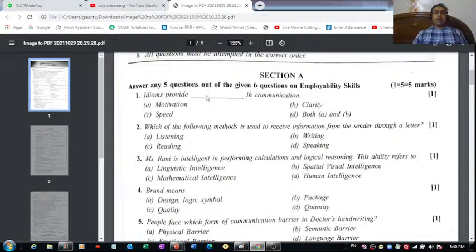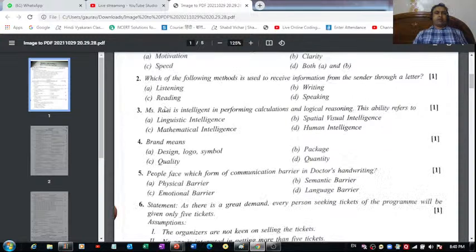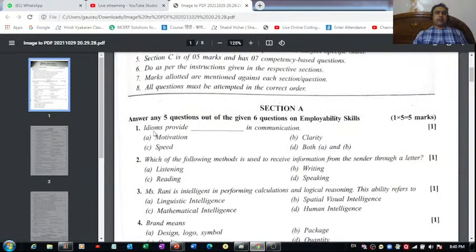Here we have to do 5 out of 6 questions, and each question carries 1 mark. So the first question is: idioms provide dash in communication. Is it motivation, clarity, speed, or both A and B? Of course, it's not speed, right? But yes, idioms provide us motivation, and they also provide us with certain clarity. So the correct answer of this question is part D, that is both A and B.